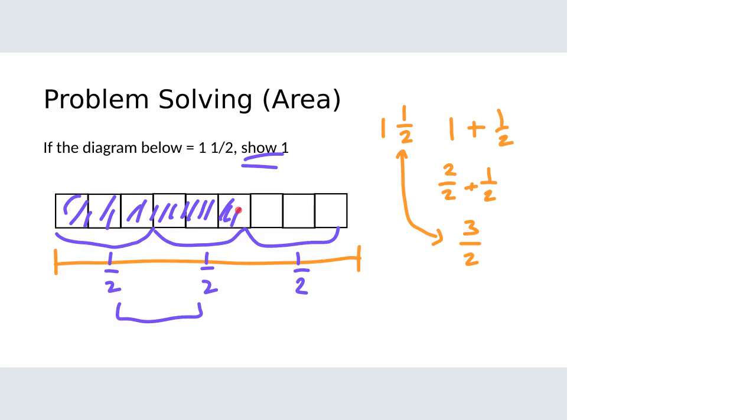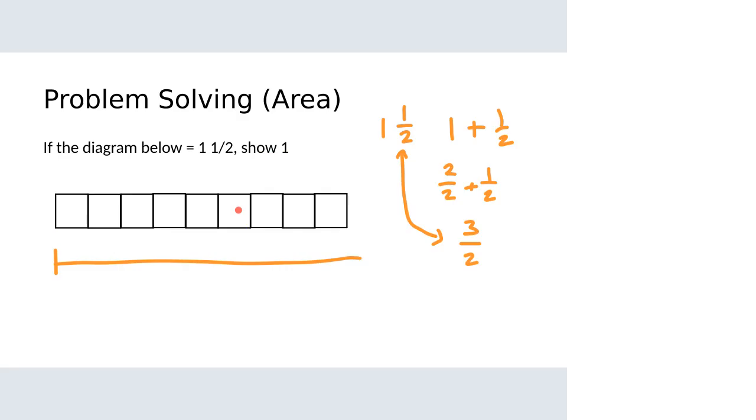Some of you who are really visual might see it just like that, and that's perfectly fine. Others who are a little more, I don't know, don't just sort of see things right away, I'd be in your camp, might say, okay then, you're telling me that this is 3/2. And I look at this and it's 1, 2, 3, 4, 5, 6, 7, 8, 9 blocks. So 3/2 of 1 is 9 blocks.